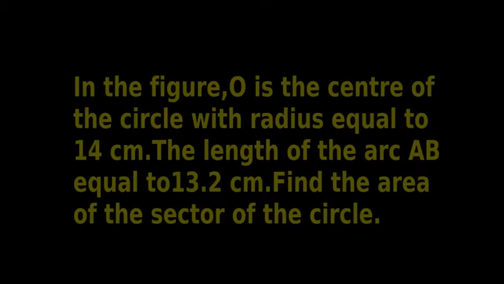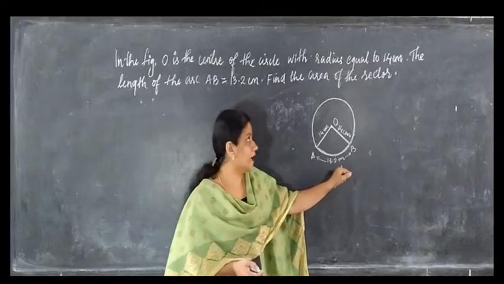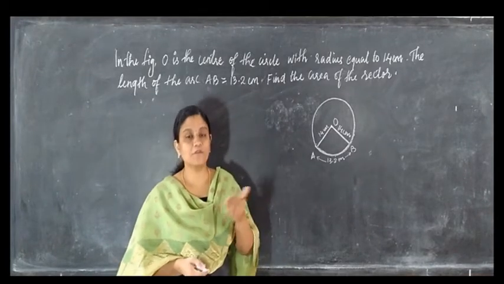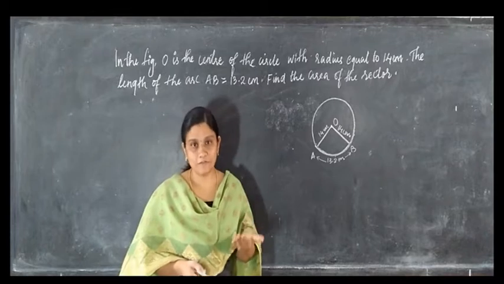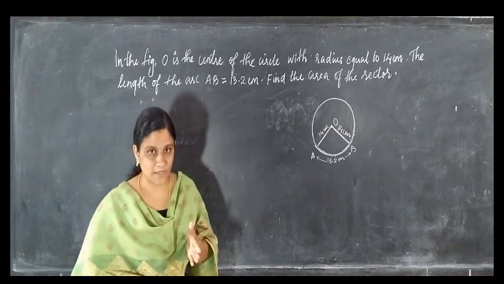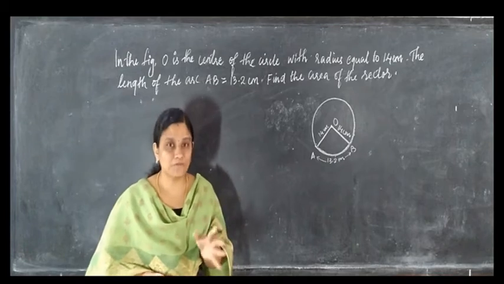Moving to the next question. In the figure, O is the center of the circle with radius equal to 14 centimeter. The length of the arc AB equal to 13.2 centimeter. Find the area of the sector of the circle. Here in the question, we have to find the area of the sector, and we all know, for finding the area of the sector, the formula is theta by 360 into pi r square, where we have to know the value of theta.